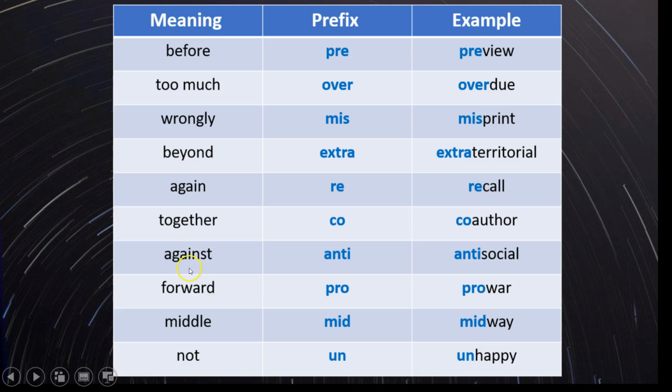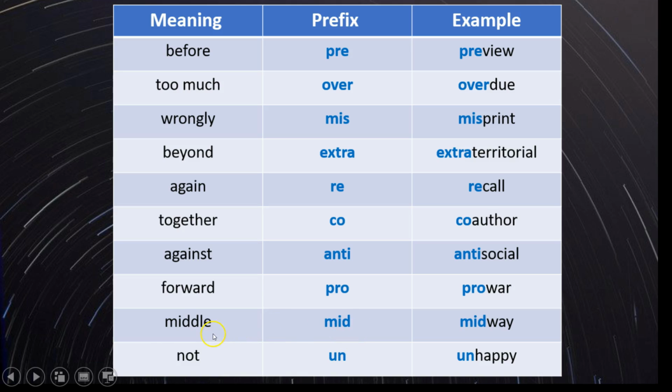Anti means against. So antisocial refers to a person that doesn't have good social skills. Prefix pro means forward. So you want to do something. Pro-war means you're open to an idea, to have a war.